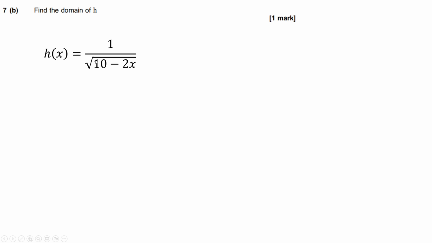Find the domain of h. Well, if you look at this, we want this to be greater than 0. Careful, it's not equal to 0 because you can't divide by 0. So we just want 10 minus 2x to be greater than 0, i.e. x is less than 5.